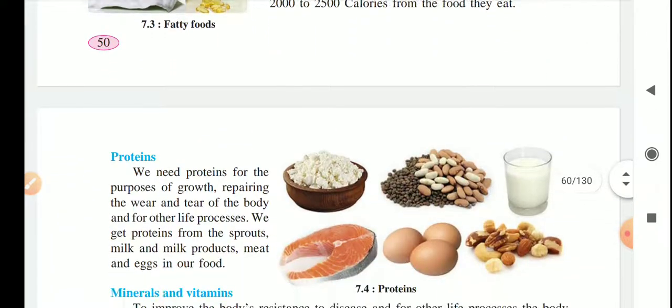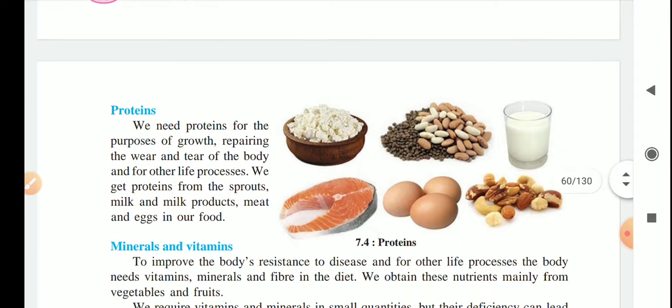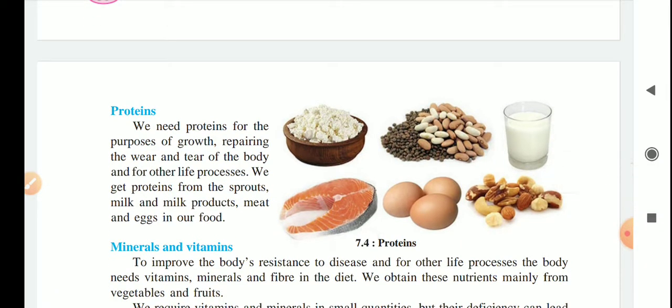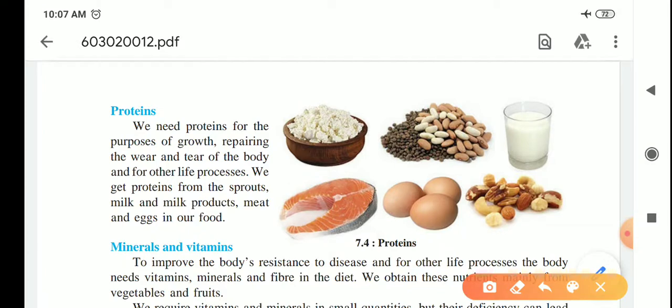Now let's see about the proteins. What are the food items which provide us proteins? These are nothing but beans, dry fruits, dairy products such as milk. These food items provide us proteins. For vegetarian people, they can eat dry fruits, milk, and various types of beans, so that they get an adequate amount of proteins necessary for their body.